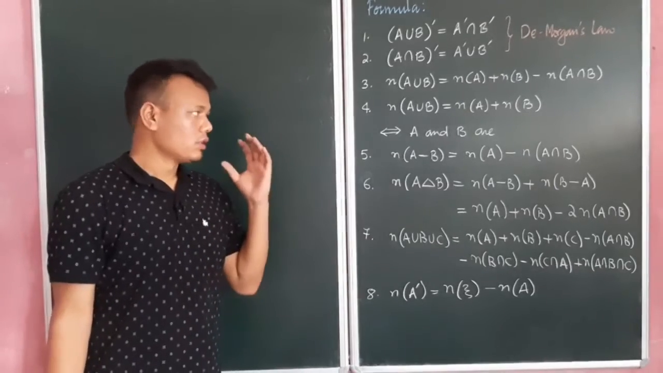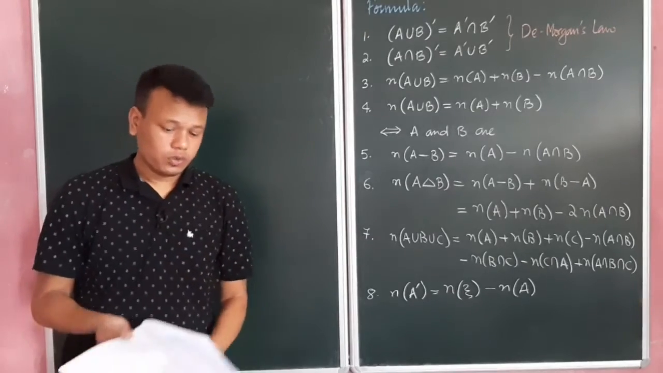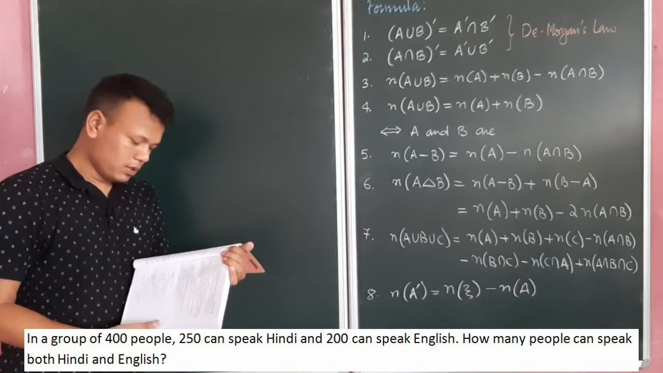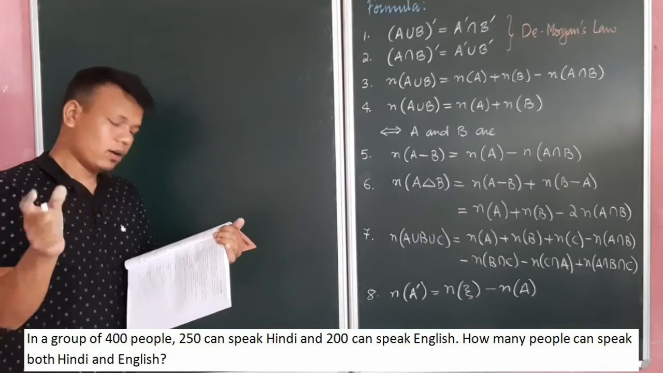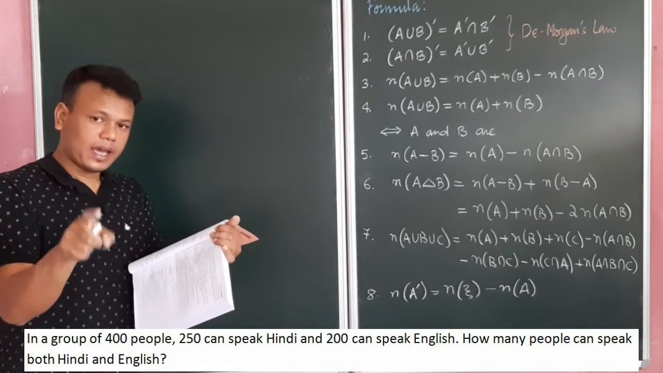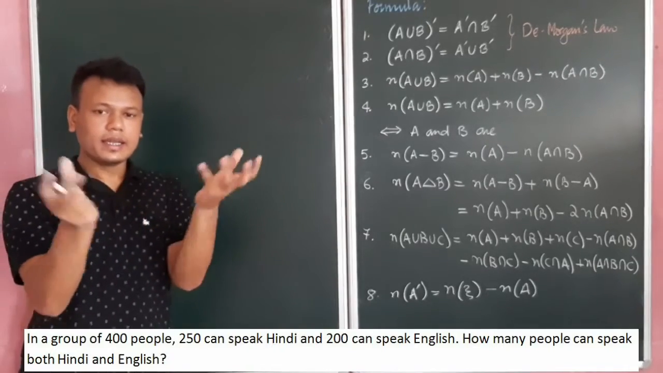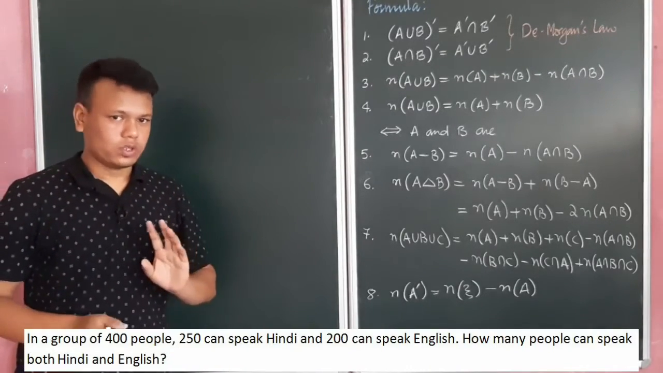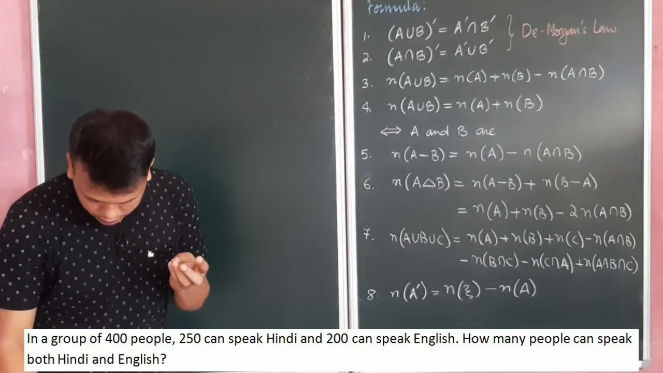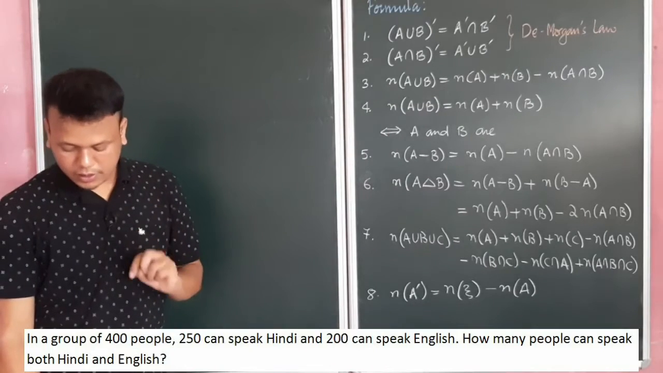Now having understood these sums, let's try to apply the very same technique in word problems. So let me take the first word problem, question number 11, which says: in a group of 400 people, 250 can speak Hindi and 200 can speak English. So there's a group of people, and in that group there are two languages being used, one is Hindi and one is English. Among those 400, 250 can speak Hindi, and 200 can speak English.